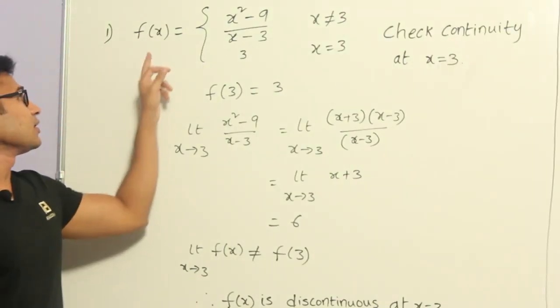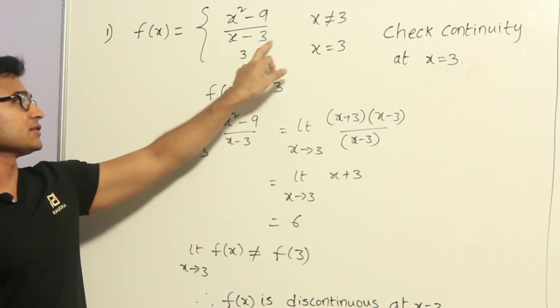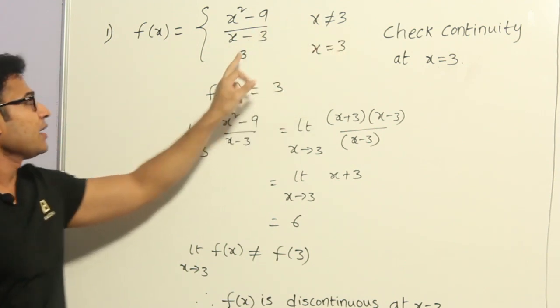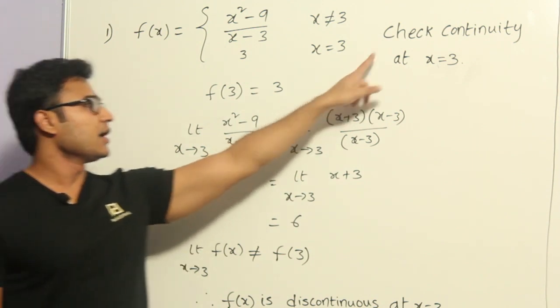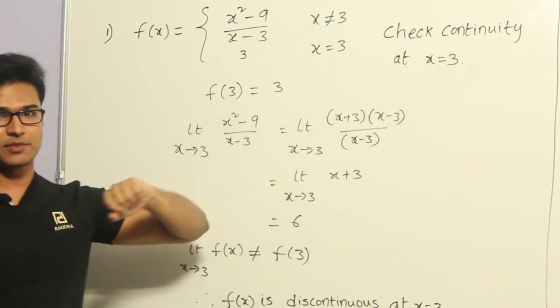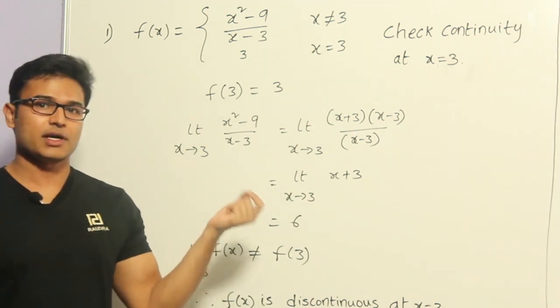Now let's see this question. f(x) equals (x² − 9)/(x − 3) when x is not equal to 3, and it is equal to 3 when x equals 3. Now we are supposed to check the continuity at x equal to 3, which means we should say whether this function is continuous or not at a point.